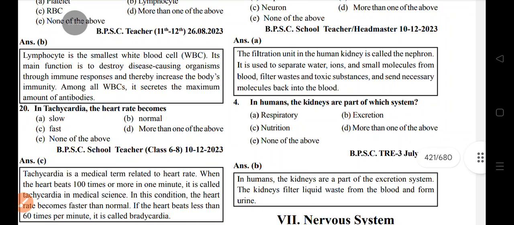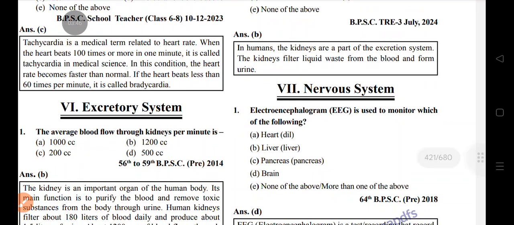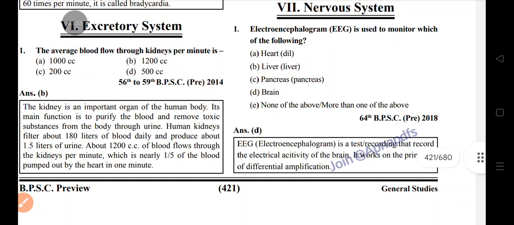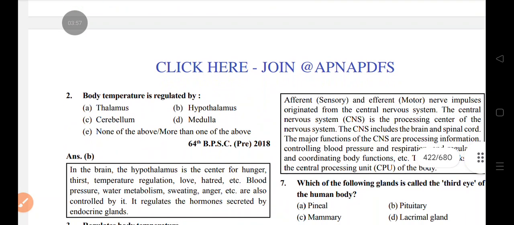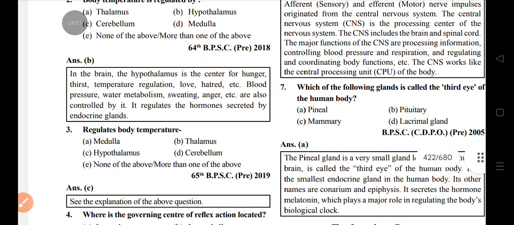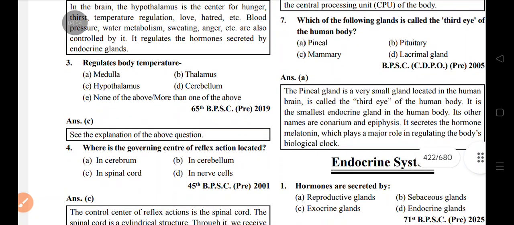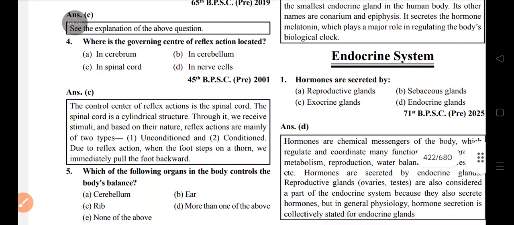In human the kidney are a part of which system? Excretion. Nervous system. EEG used to monitor brain. EEG, brain. ECG. Body temperature is regulated by hypothalamus. Regulate body temperature by hypothalamus. Where is the governing center of reflex action located? In spinal cord.